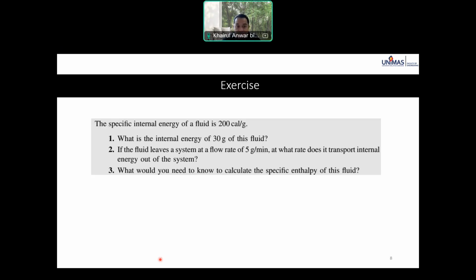Exercise. You can do this exercise. The specific internal energy of a fluid is 200 calorie per gram. What is the internal energy of 30 gram of this fluid? Just answer it. So 200 calorie per gram multiplied by 30 gram, then we get the U.